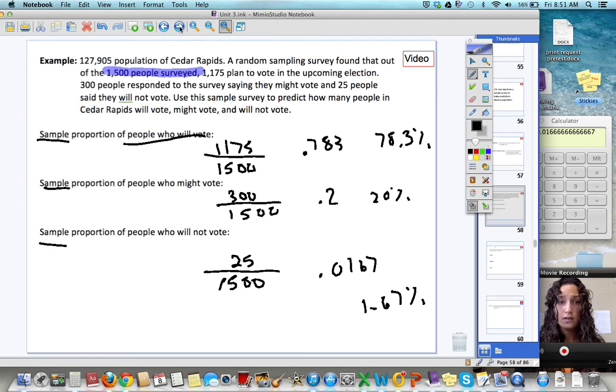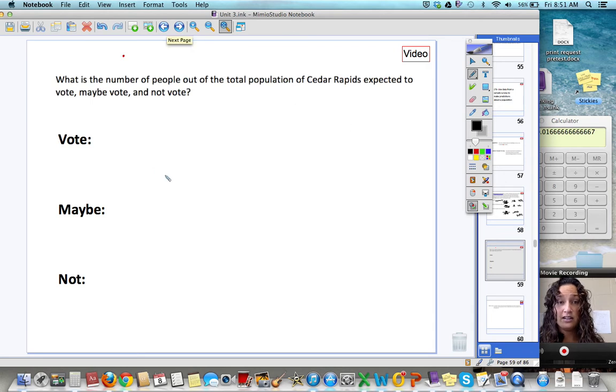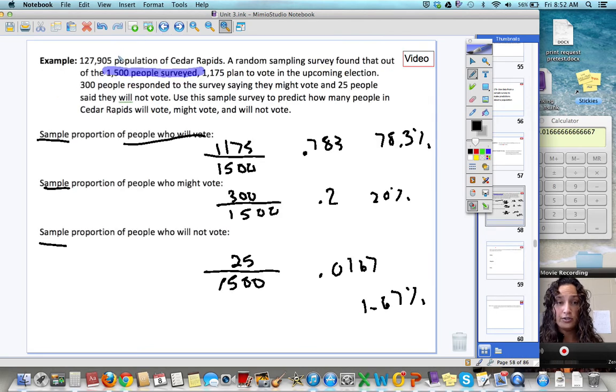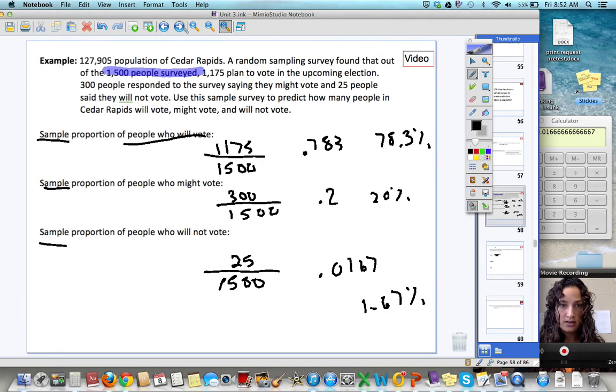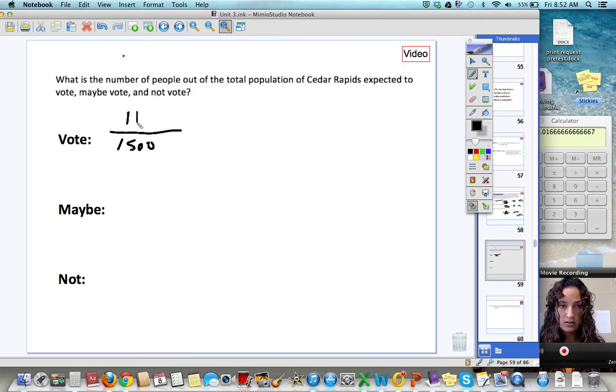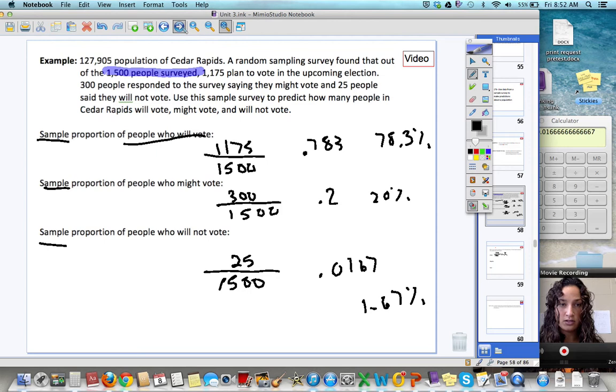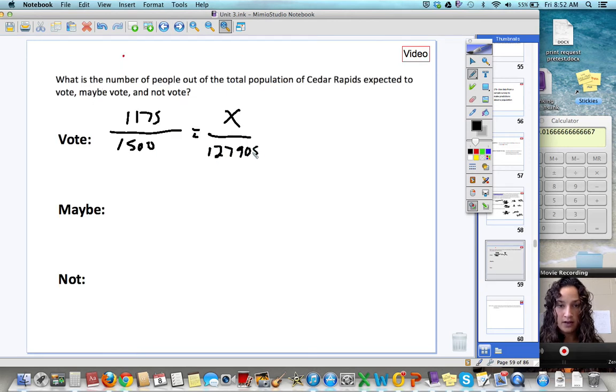So now we can use all this information to tell us about what we would assume the entire population would be. So we have what we know a sample would do, so we can apply that sample to the entire population. And that's just assuming, this doesn't mean exact. So I'm going to show you the most accurate way to do this. So we would set this up so we know that out of 1,500, what was the number? 1,175 people said that they would vote. So now we're trying to figure out how many people would vote out of that total population, 127,905. So the way that we solve this is we cross multiply.